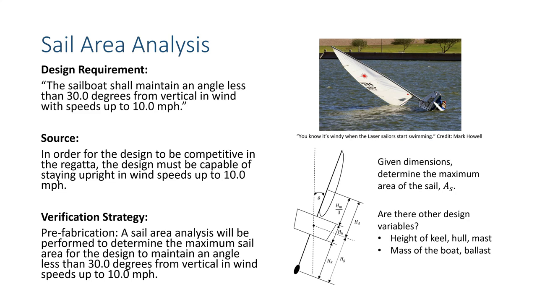Okay, so let's look at some of the variables that we have to deal with. We've got some dimensions of our boat, and we're going to use those dimensions to find the maximum area of the sail, or A sub S. That's what we're trying to calculate today. What are some of the other design variables? Well, we've got the height of the keel, so that's this right here, from the bottom of the boat down to where our ballast is.